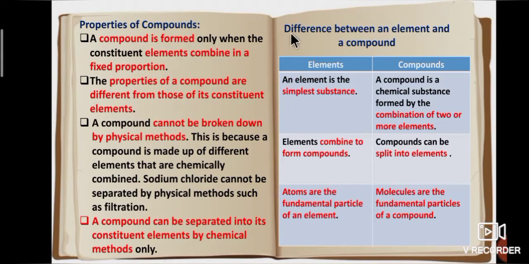Now, we will learn about the difference between an element and a compound. An element is the simplest substance. A compound is a chemical substance formed by the combination of two or more elements. Elements combine to form compounds. Compounds can be split into elements. Atoms are the fundamental particles of an element. Molecules are the fundamental particles of a compound.